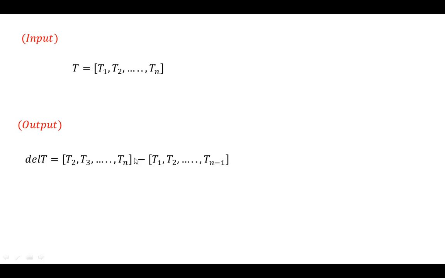So in this case, delta T will be equal to the temperature from day 2 minus the temperature from day 1, and temperature from day 3 minus temperature from day 2, and so on until the temperature from the last day Tn minus the temperature from the day before, Tn minus 1.